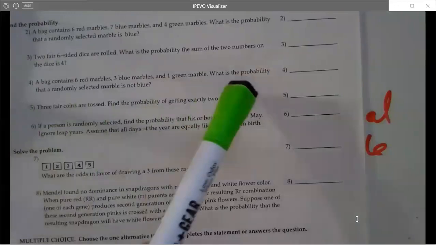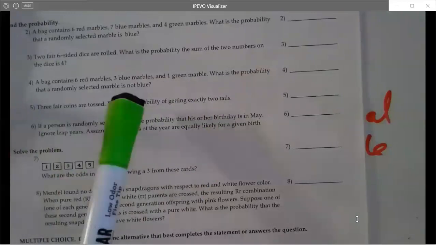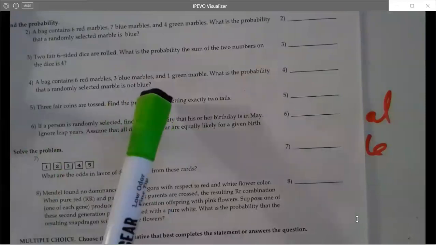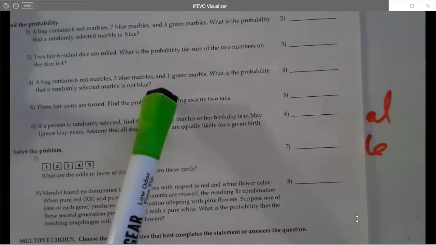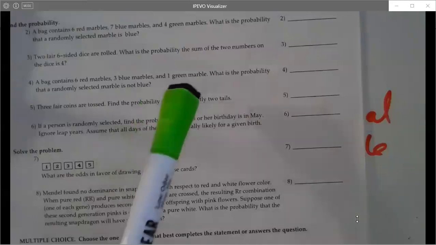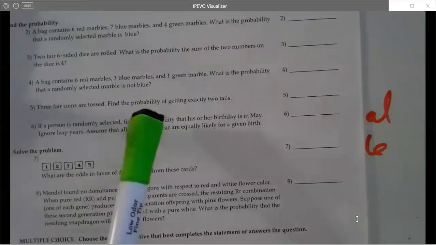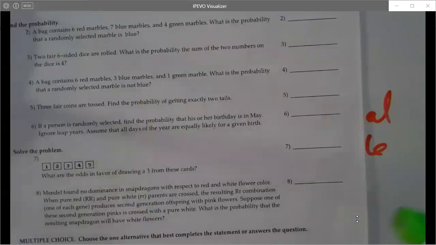The next one: a bag contains 6 red marbles, 3 blue, 1 green. What is the probability that a randomly selected marble is not blue? Do we need to go over that one? So basically, 6, 9, 10. There are 10 marbles total, so it'd be 7 over 10. Yeah, that's right.